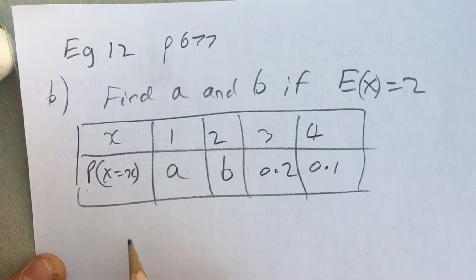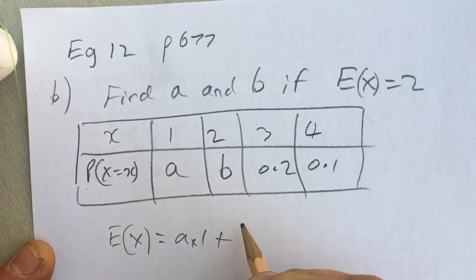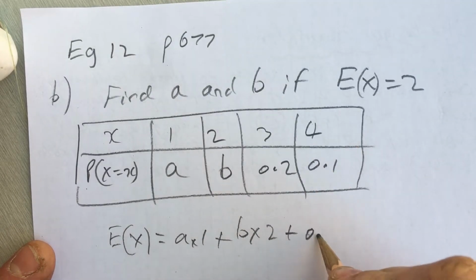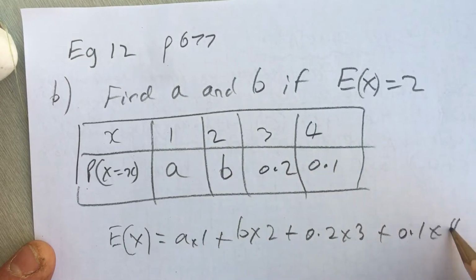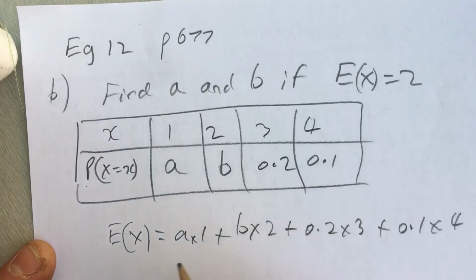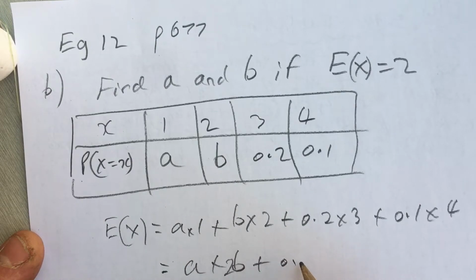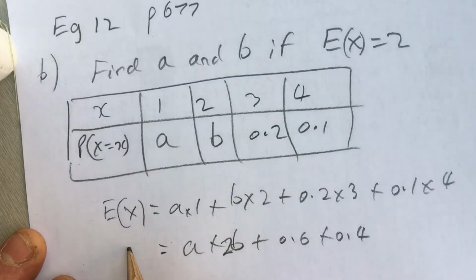All right, well, let's just do exactly what we did before. The expected value is the probabilities times the score, plus the probability times the score, plus the probability times the score, plus the probability times the score. So this is going to be A plus 2B plus 0.6 plus 0.4. And that's when you've got to stop and think, what does this equal? So this is going to equal 2 because we're given that this is 2.